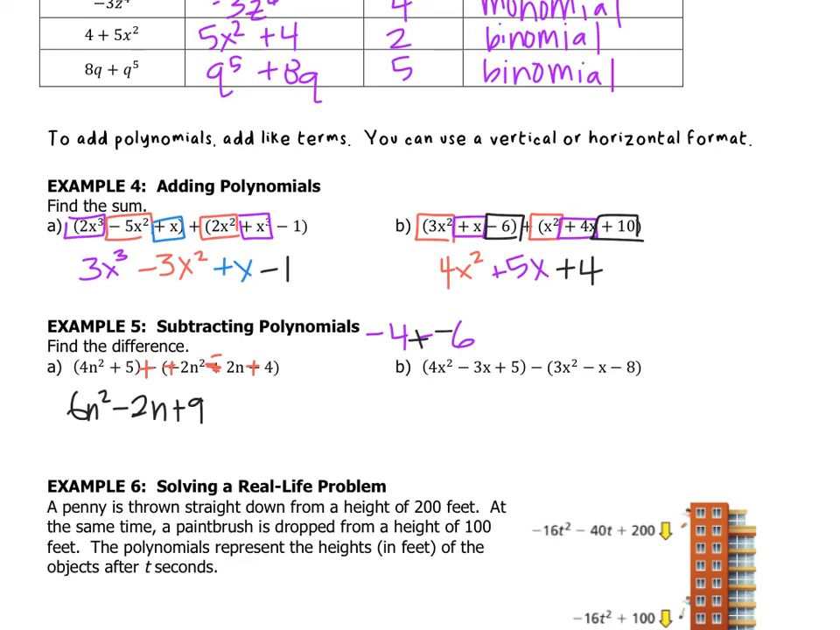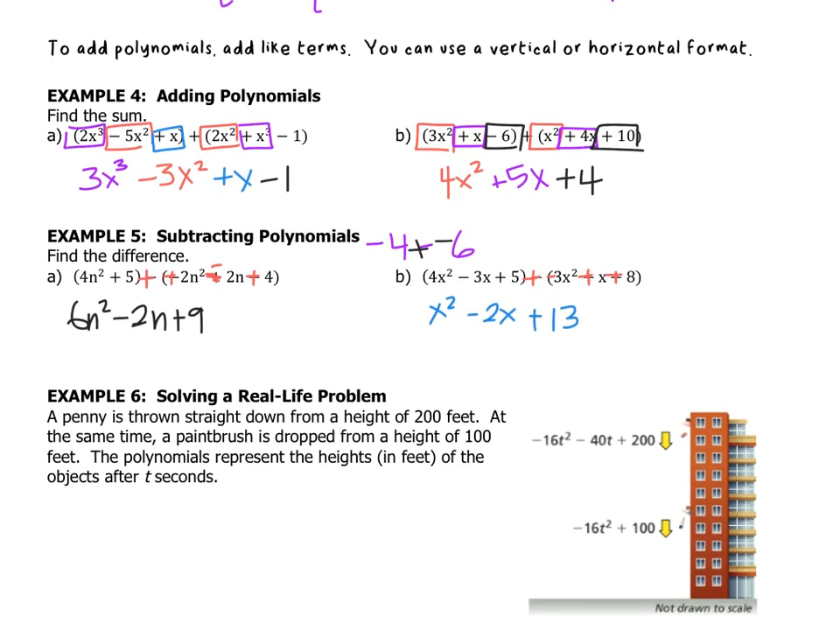If you want to try letter B on your own, you can. I'm going to change this minus to a plus. I keep the first polynomial the same, and then this one changes to a negative 3, that changes to a positive x, and this changes to a positive 8. Now it's just an addition question, so I get positive x squared, negative 2x, and then positive 13. And all I did to do that was just to combine my like terms.